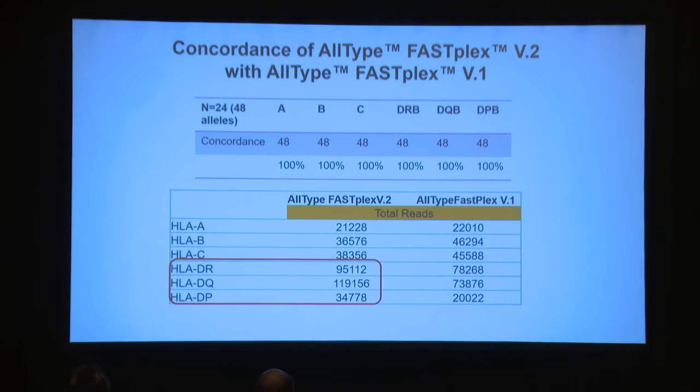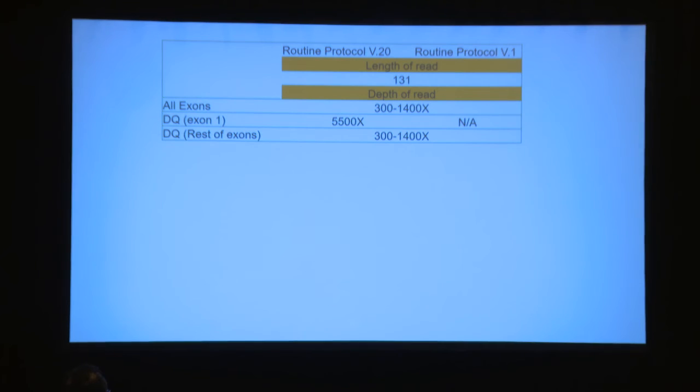We just noticed that comparing version 2 to version 1, the total number of reads on the DR and the DQ and the DP locus was significantly higher in version 2. So I'm assuming this is because of the addition of exon 1. And then when we looked at the length of the read, it was mostly the same. Depth of the read was mostly the same between most of the loci except the DQ.